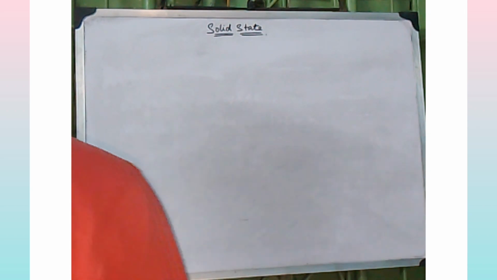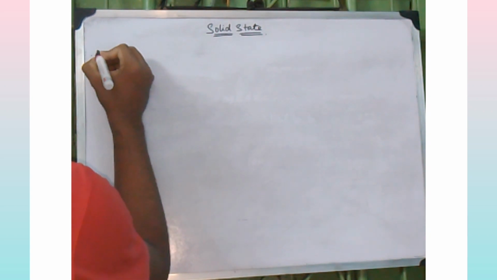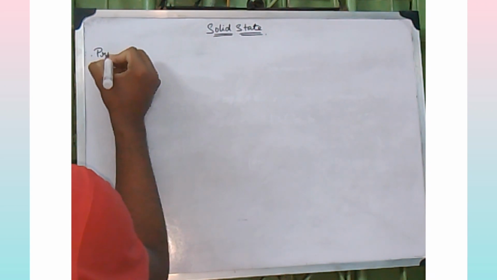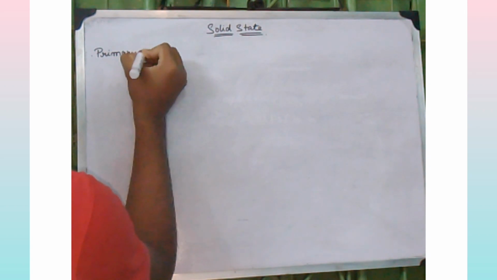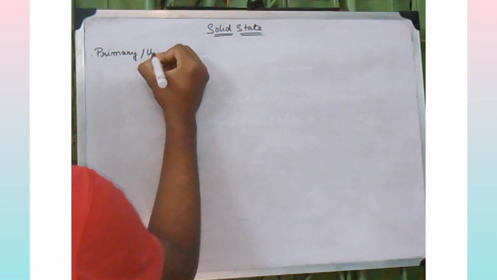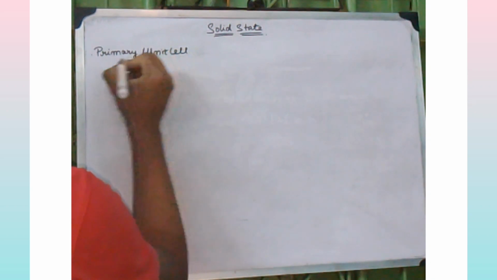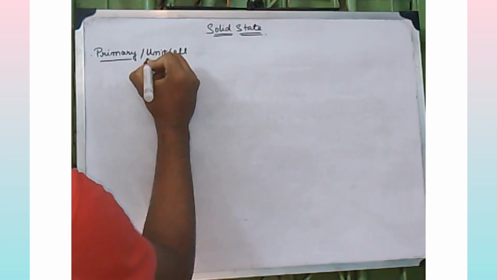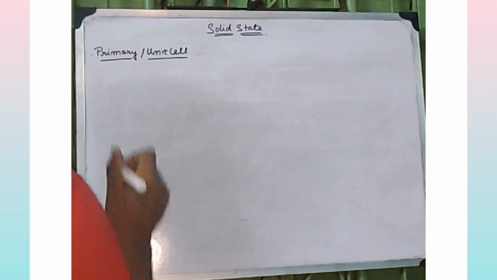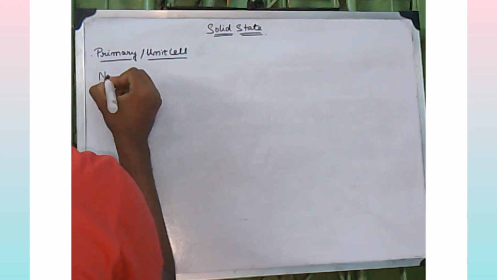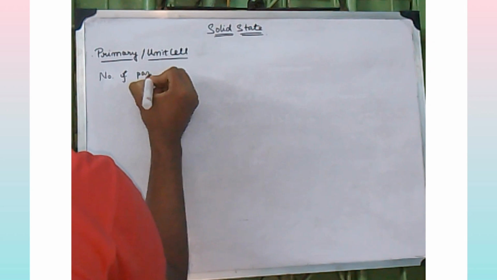In this part we are going to learn about the various types of unit cell and its features. So first we are going to learn about the primitive unit cell. Please pause the video wherever you feel it to be necessary.